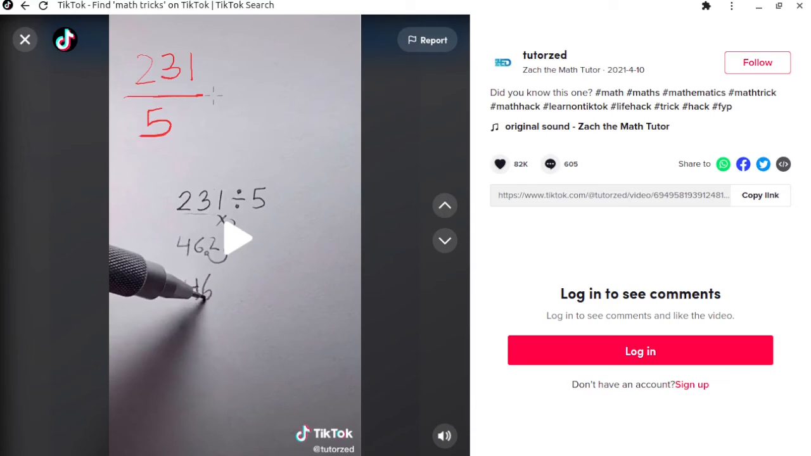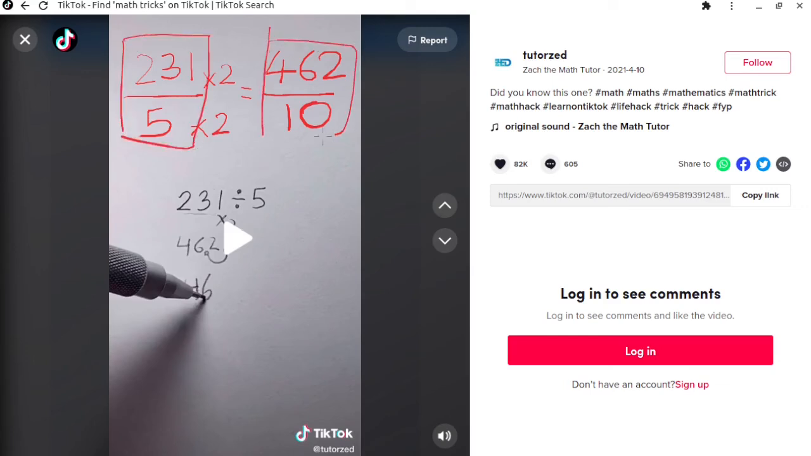So you could find the equivalent fraction by multiplying the numerator and denominator by the same number. I'm going to choose 2 because it's easier to double. What I get is 462 divided by 10. So this fraction over here and this fraction are equivalent fractions. So this will end up giving you that, which is much easier, to divide a number by 10.